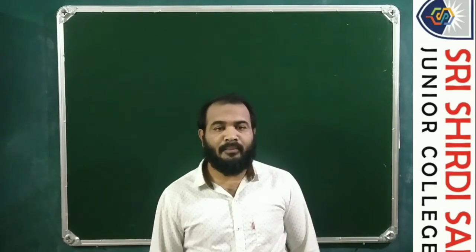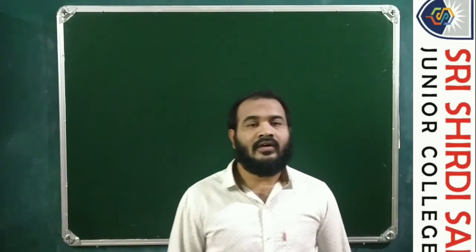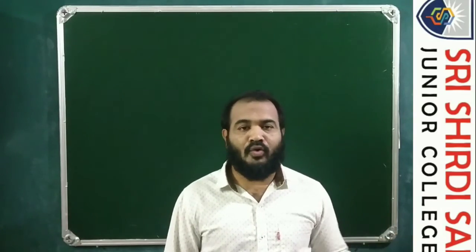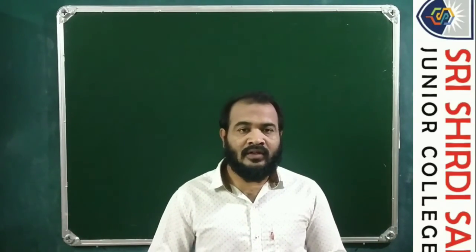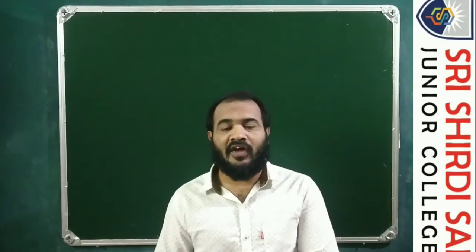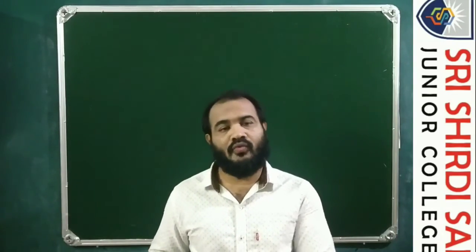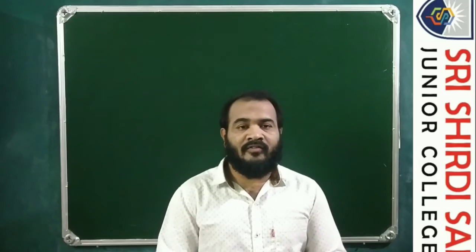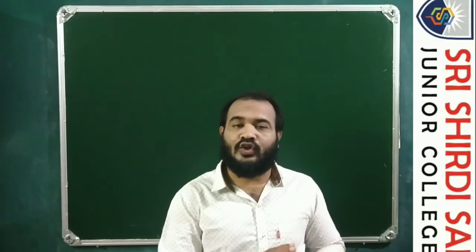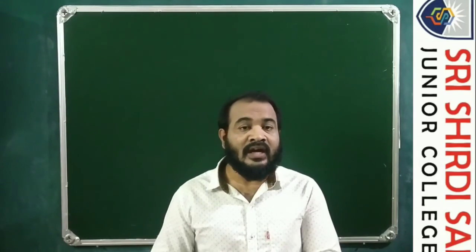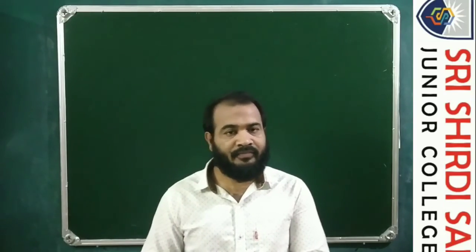Good morning, students. In the previous class we discussed the hyperbola, and we derived the equation of the hyperbola to be x square by a square minus y square by b square equals 1. And we have learnt about the conjugate hyperbola, rectangular hyperbola, etc.